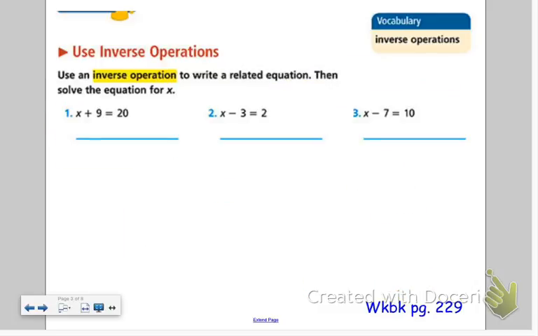Let's take a look at workbook page 229. We're going to use the inverse operation to write a related equation, and then we're going to solve for x. We're going to figure out what x is equal to. If you look at number 1, it's an addition equation.